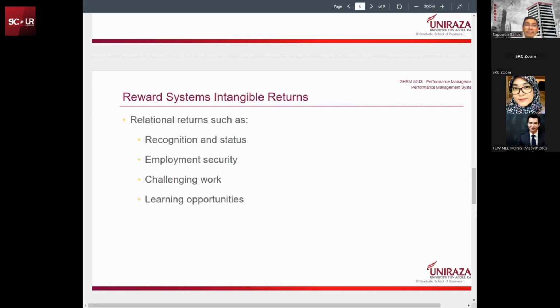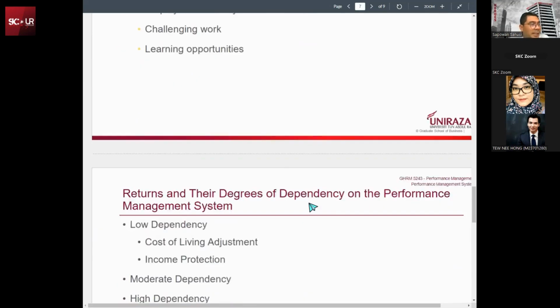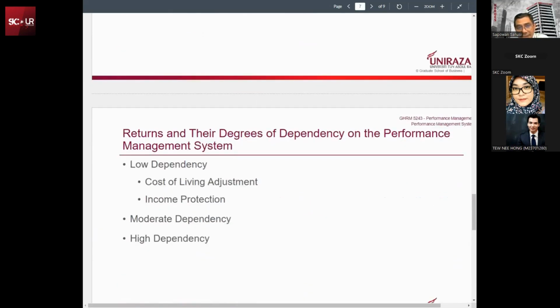Okay. Ada lagi tak yang belum ada? Banyaklah in the market. I could say as there are many. Example, monetary reward. Example is bonus, salary, increment, profit sharing, stock option. Ada lagi tak? Non-monetary, which is intangible lah.